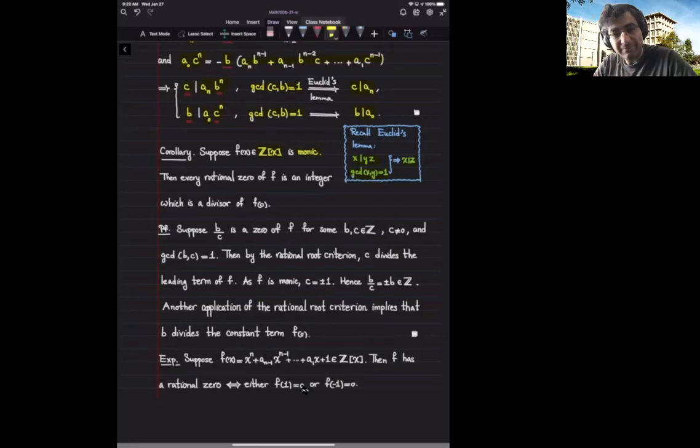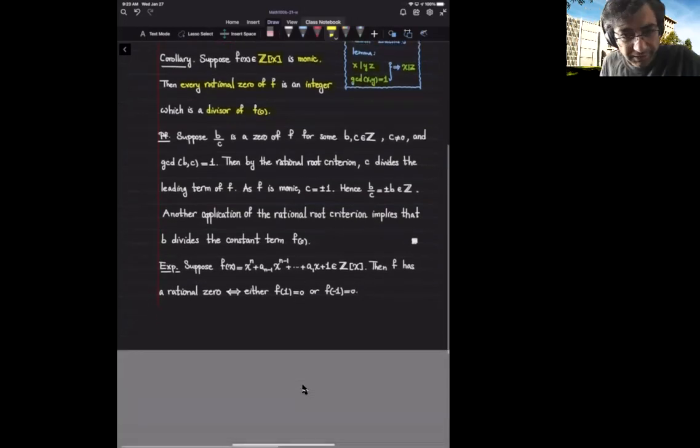Let me repeat: if f is a monic integer polynomial, every rational zero of f is an integer. Moreover, this integer is a divisor of the constant term. Okay, let's see why this is the case.